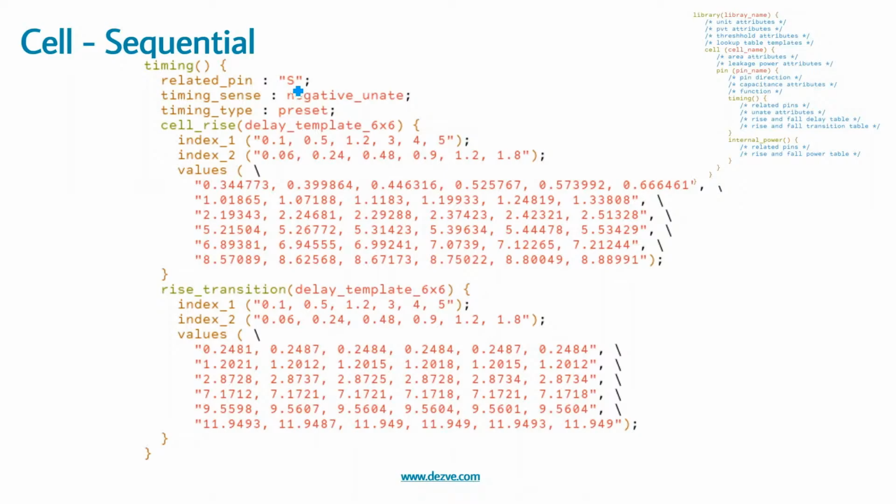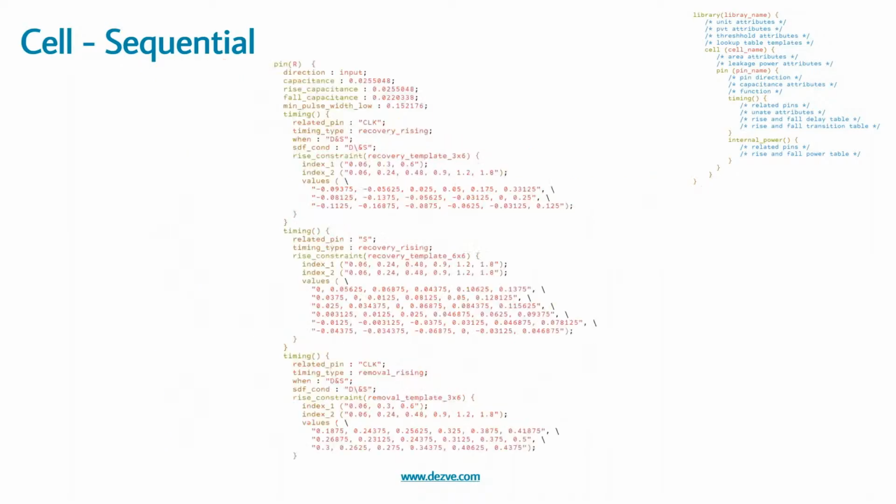Similarly for the set pin, it's a negative unit and active low, and the timing type is called preset. Preset means we're setting the output value Q to 1, and since it is active low, when we make the set pin low, the output pin becomes 1, so it is negative unit. And similarly, like in other cases, we see the rise and fall transition time specified.